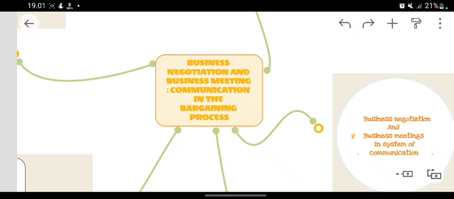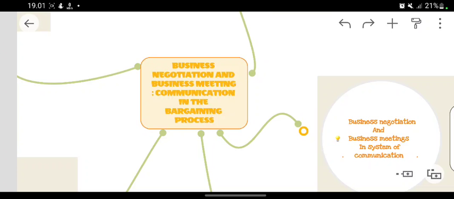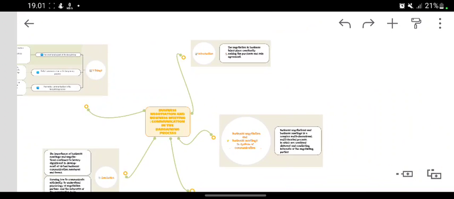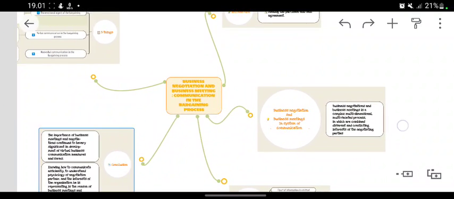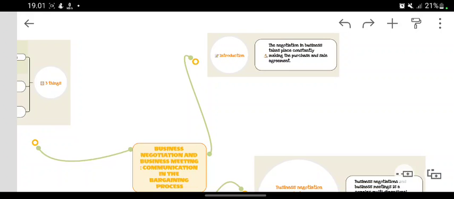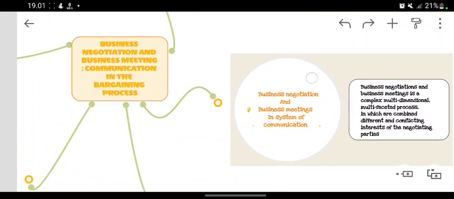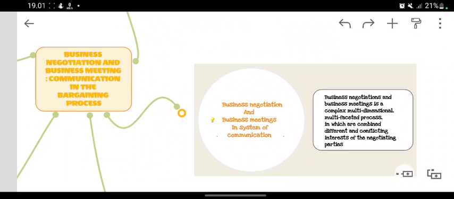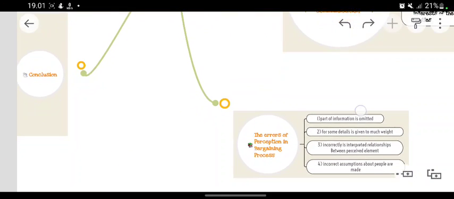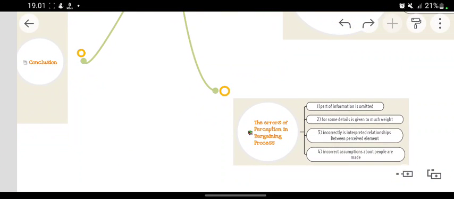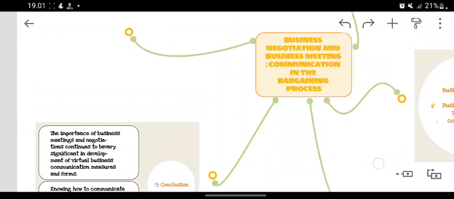So, in this video, I want to explain about a mind map whose topic is business negotiations and business meetings, communication in the bargaining process. In this mind map, I have 7 things that I can explain. The first is introductions, and then business negotiations and business meetings in system of communications. Number 3 is the errors of perception in bargaining process.